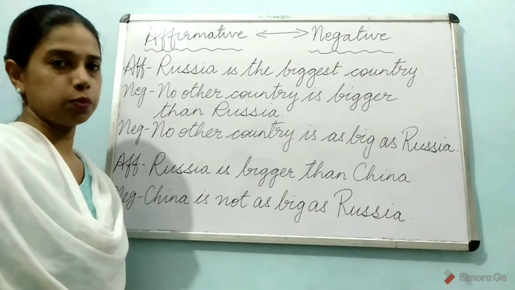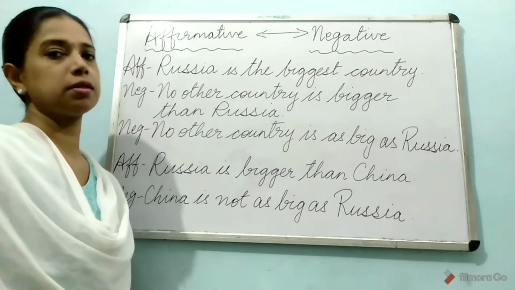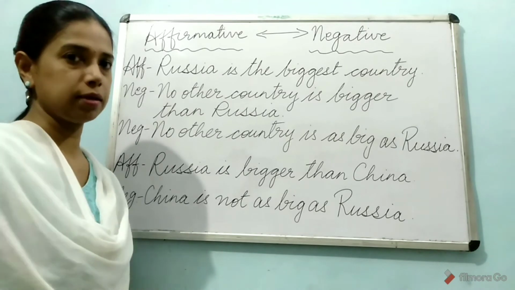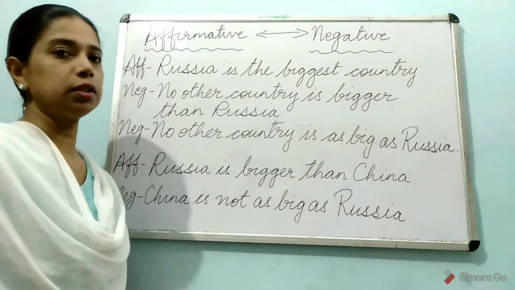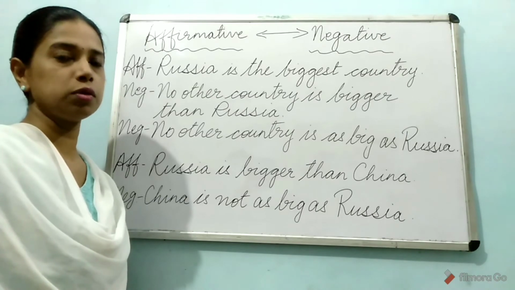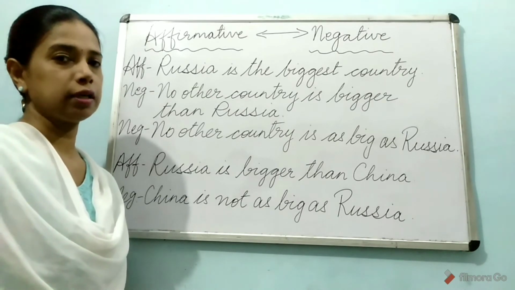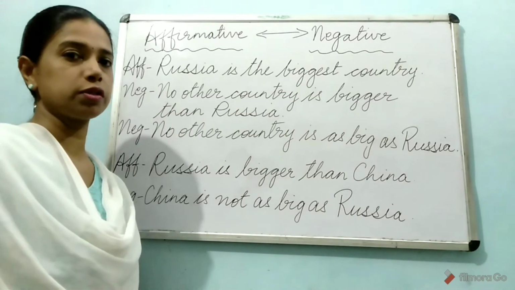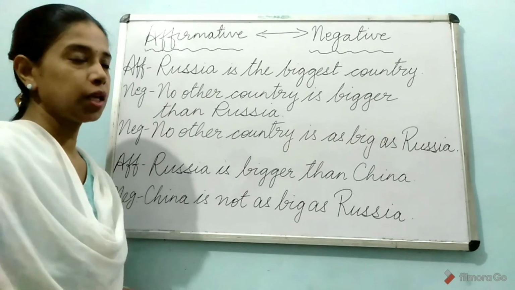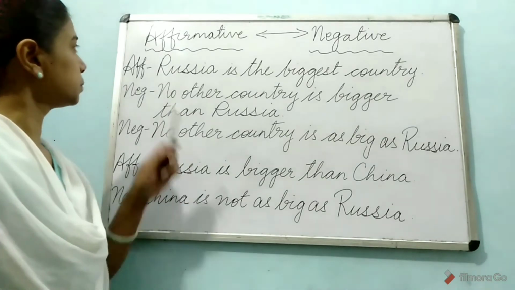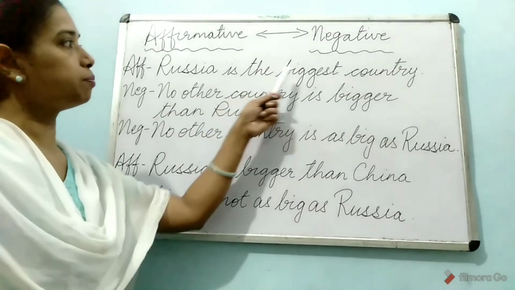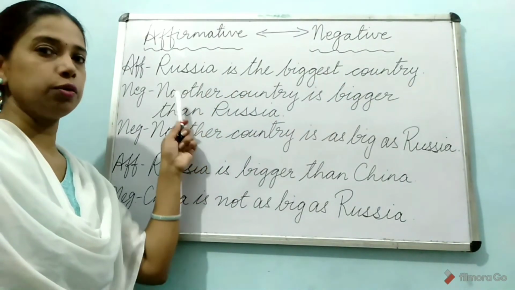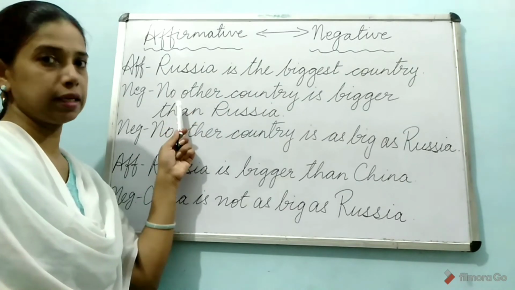The second way by which we can change an affirmative sentence into negative sentence is by interchanging the degrees of comparison. Children, I have already uploaded a video related to all the rules as to how to change the degrees of comparison, that is superlative into comparative, comparative into positive and vice versa. Now here the affirmative sentence is, Russia is the biggest country. And when you change it into the other two degrees, it will become a negative sentence.